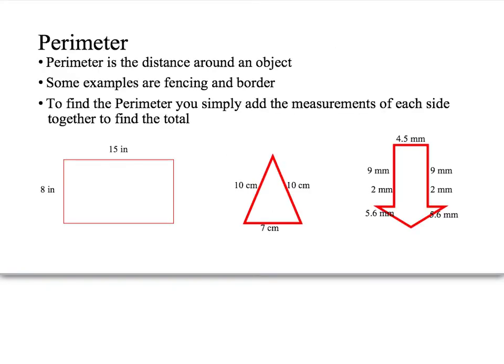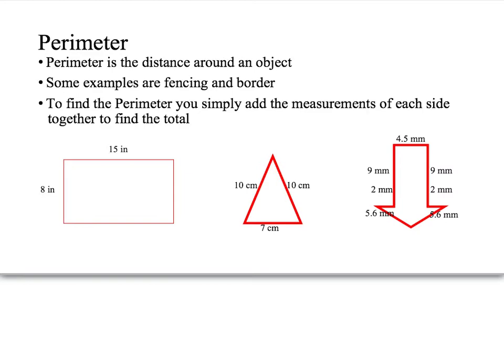Perimeter is the distance around an object. Some examples for perimeter are fencing and border. Anytime that you're going around it, you do not want to fill in the middle of it, just around the shape. Now, to find the perimeter, you simply add the measurements of each side together to find the total.